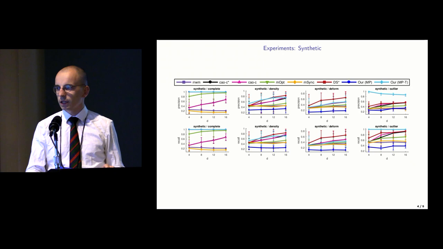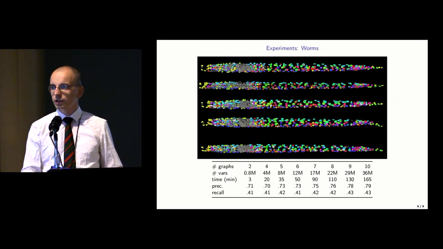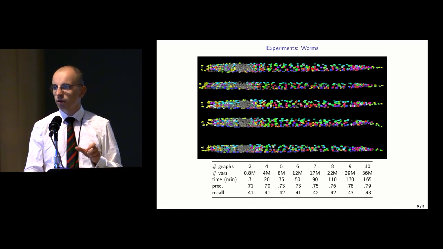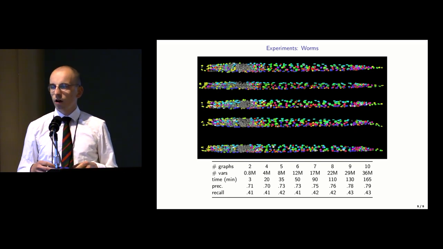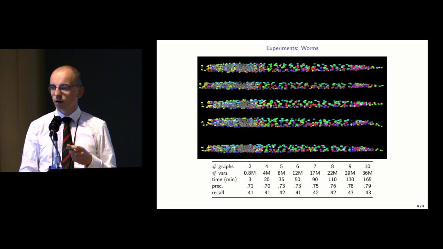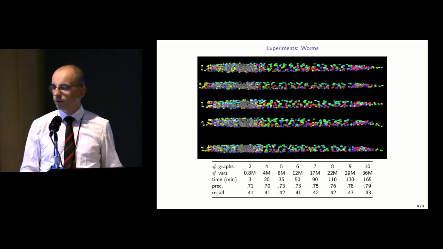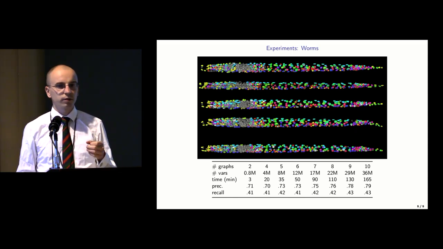But most crucially, we have investigated a very large scale problem from biology, where we want to match cell nuclei of some model organism. And interestingly, if we add more and more organisms, the precision really goes up significantly and the recall as well. But the problems become huge. So for example, if we have 10 organisms, then our optimization problem has 36 million variables.